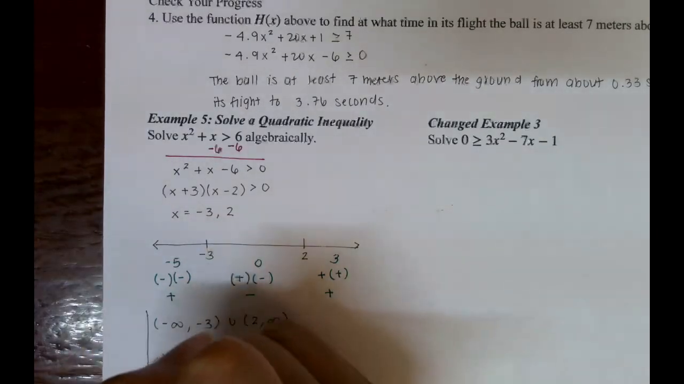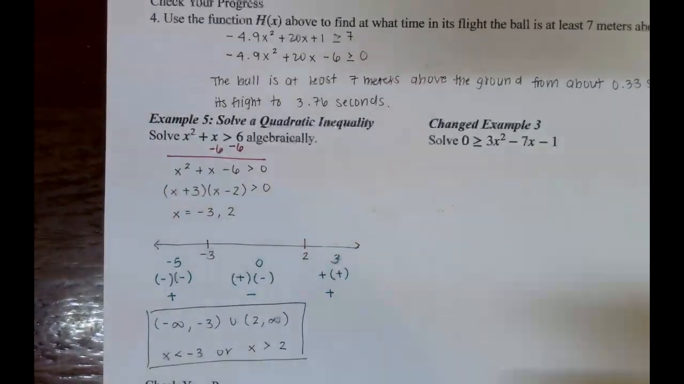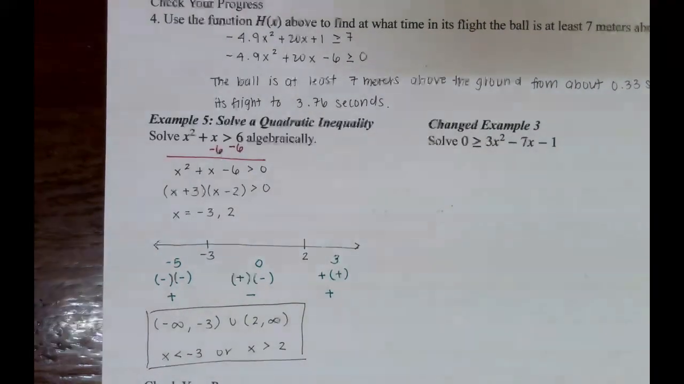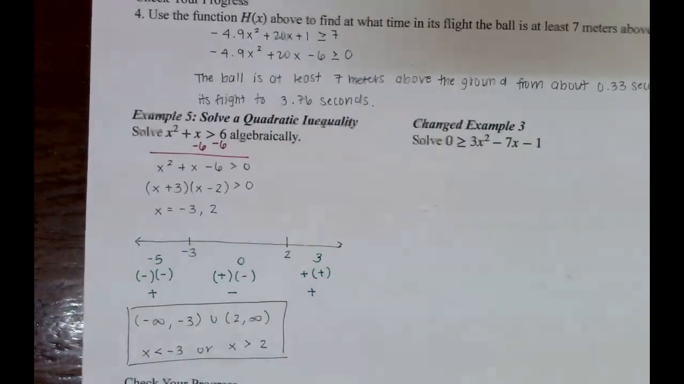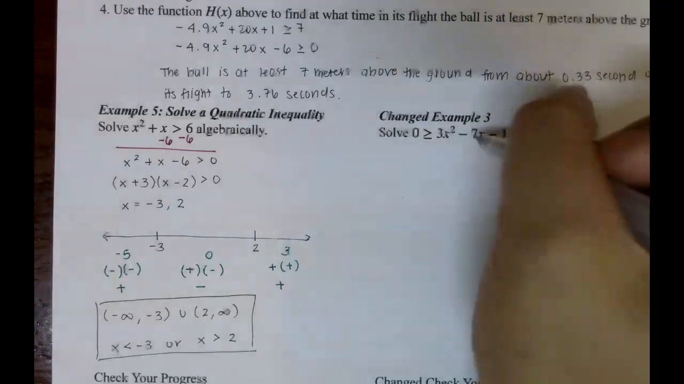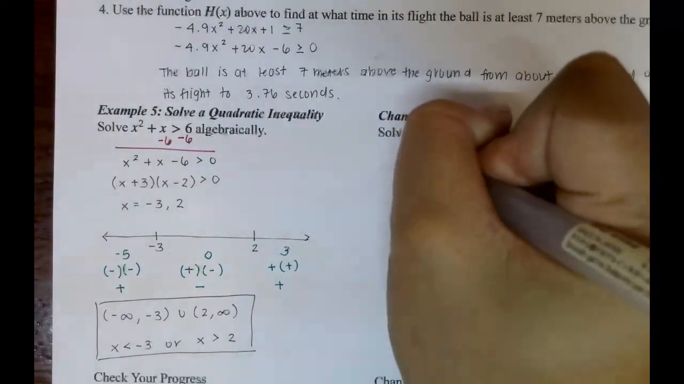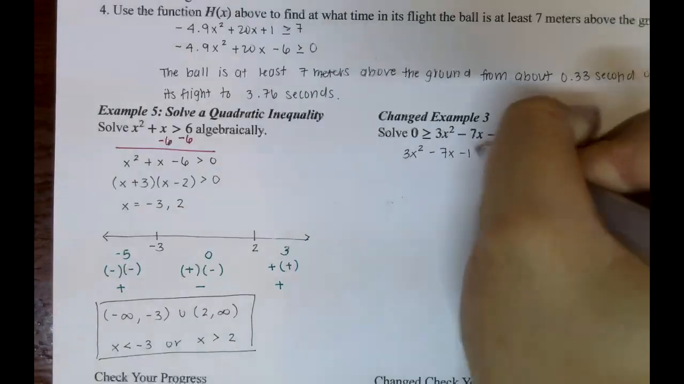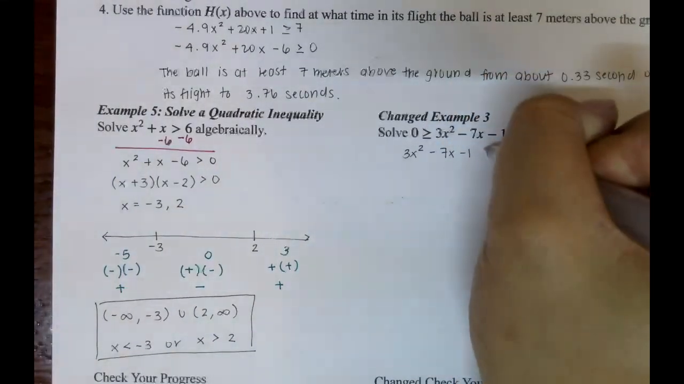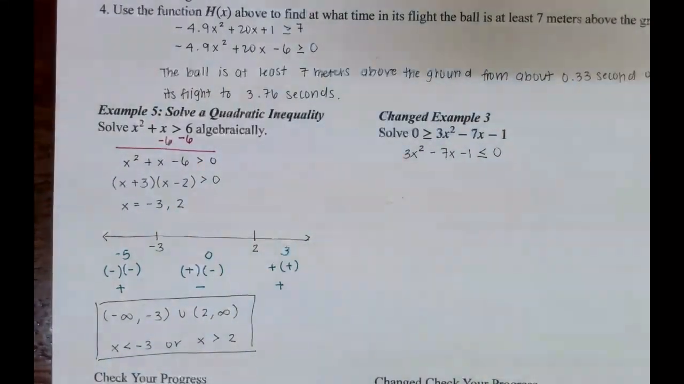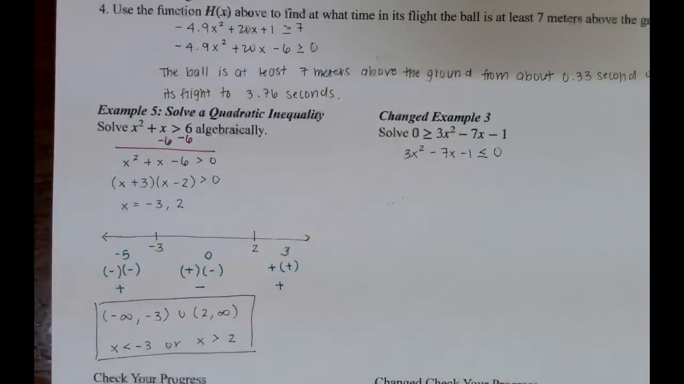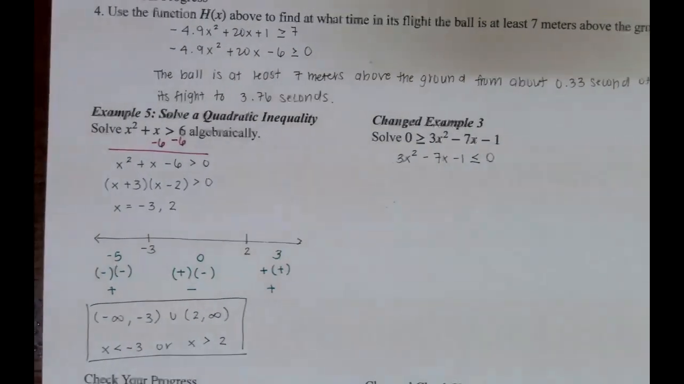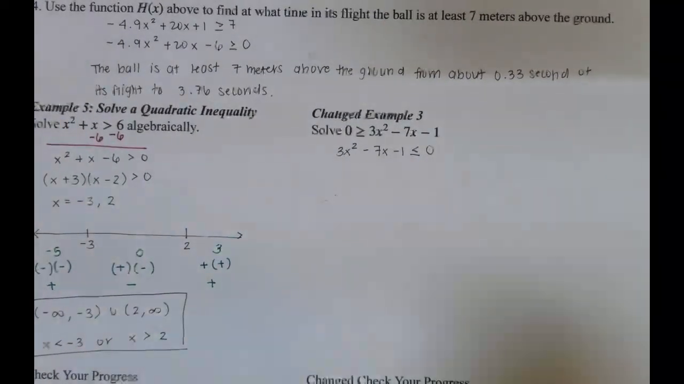So either way is acceptable. So let me do the next one here. I'm just going to rewrite this one as 3x squared minus 7x minus 1. If 0 is greater than that, that means that is less than or equal to 0. This one is not factorable, so I'm going to solve it through another method.